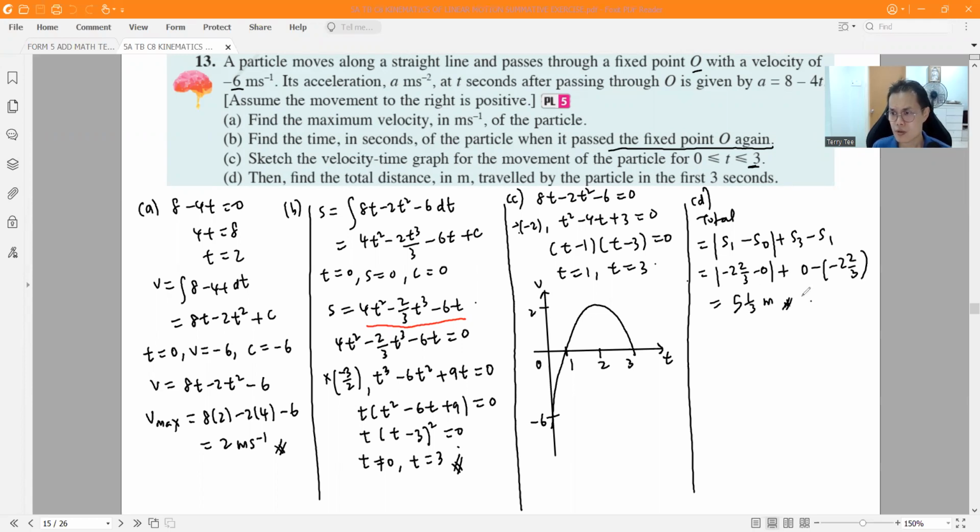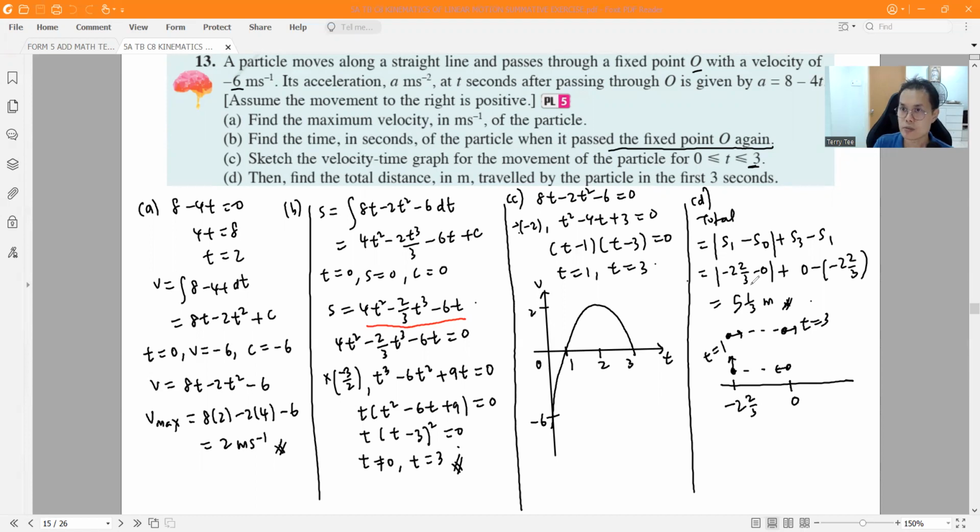Now, if you want, you can actually draw this, use this as a guide. We know that the particle starts from point O, goes to the left, makes a U-turn when t is 1, and this distance is 2 2/3. Then it starts to go to the right, and at t equals 3, it returns to point O. So the distance traveled is just 2 2/3 times 2. That's 2 times of this, right? So your answer is 5 1/3. All right.